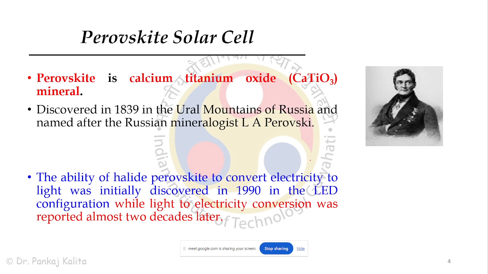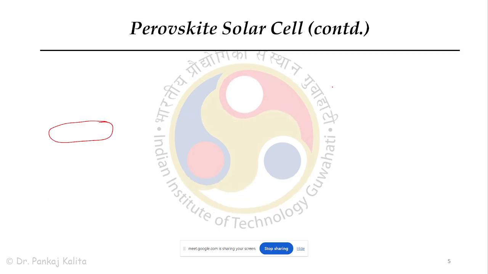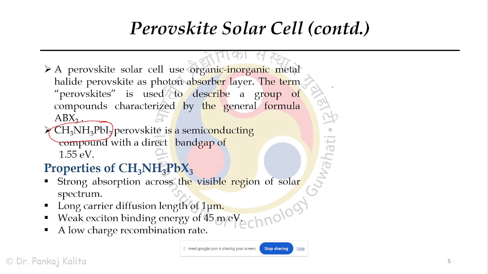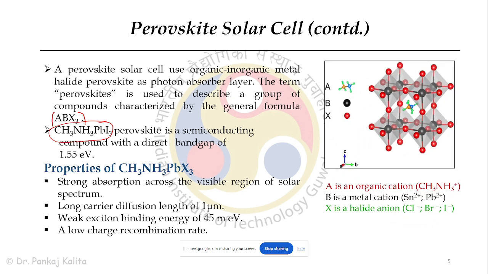This is basically ABX3. It's a sort of organic-inorganic metal halide; this is the general chemical formula for it. It's used because it shows advantages over the previously discussed solar cell types: it has strong absorption across the visible region of the solar spectrum, weak exciton binding energy, and a low charge recombination rate.